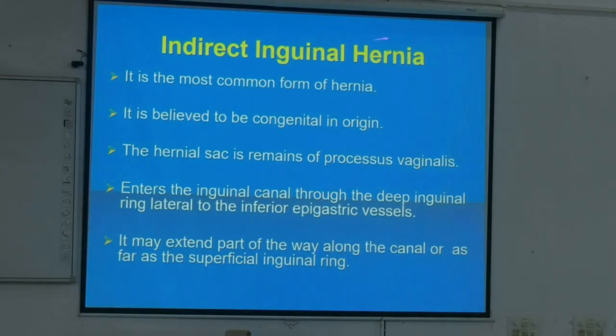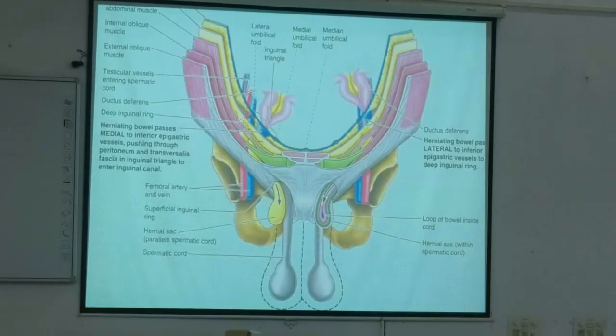So indirect inguinal hernia is the most common form of hernia, believed to be congenital in origin. The hernial sac is the remains of the processus vaginalis, and enters the inguinal canal through the deep ring lateral to the inferior epigastric vessels. It may extend part of the way along the canal or as far as the superficial inguinal ring. That is the extent. Next. See, this one is the indirect inguinal hernia.